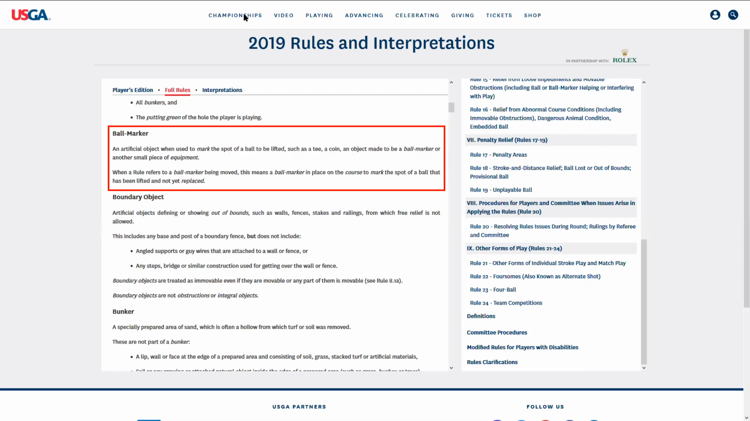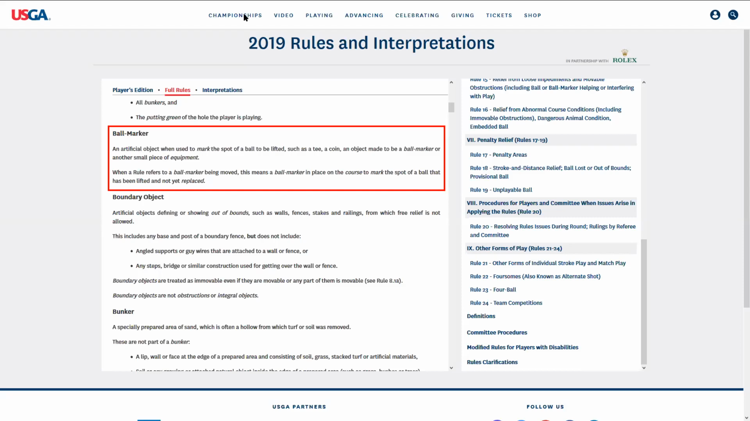All right, ball marker. An artificial object when used to mark the spot of the ball to be lifted, such as a tee, a coin, an object made to be a ball marker, or another small piece of equipment. When the rules refer to a ball marker being moved, this means a ball marker in place on the course to mark the spot of the ball. So the key change is a ball marker must be an artificial object. So if you ask the question, can you mark your ball with a stone? The answer is no, the stone is not an artificial object. You can't mark it with a leaf.